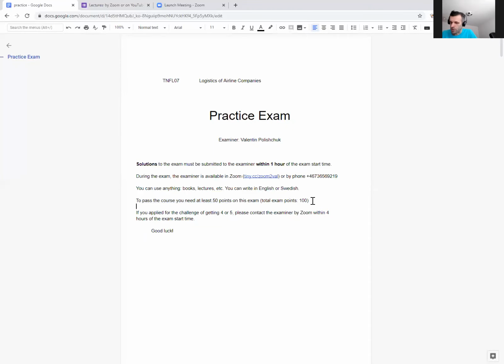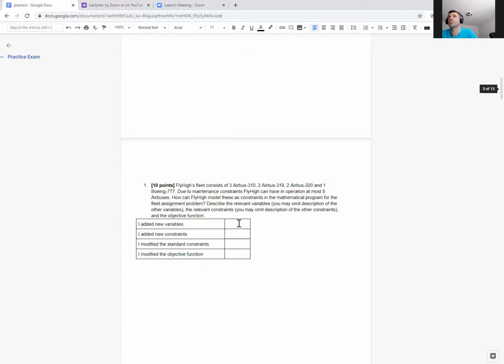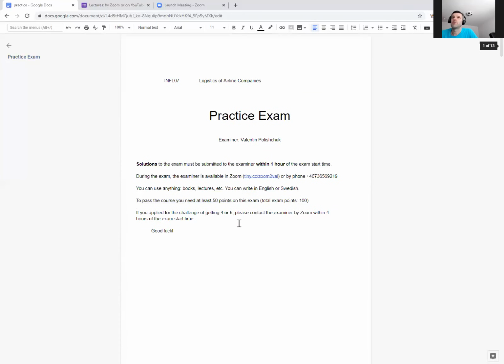If you want to get 4 or 5, then we will have to do the oral examination. You will connect with me on Zoom or otherwise, and this will be a one-on-one talk. For the grade of 4, you will have to explain how you solved all these problems. I will really go into your solutions to these problems. You will have to show the understanding.